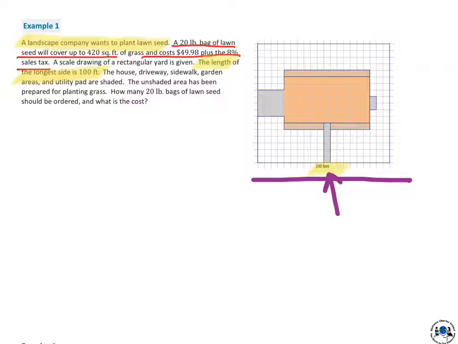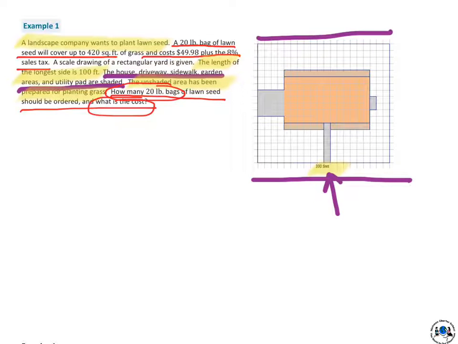That is this side here. Okay, and then this side's going to be the same. All right. And the house, driveway, sidewalk, garden areas, and utility pad are shaded. Okay, so all those different shaded colors are all of those different areas. So the unshaded area has been prepared for planting grass. Okay, so that's all you need to know. That's every single thing you need to know to figure out the following. Firstly, how many 20-pound bags of lawn seed should be ordered? And secondly, what is the cost? And again, total cost. So just remember to keep that in mind.